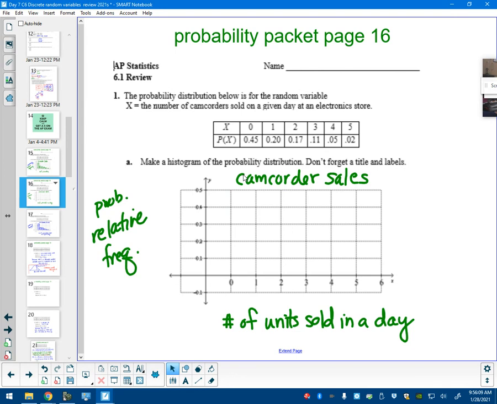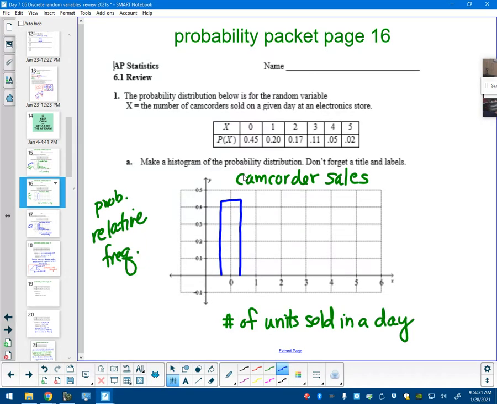Okay. All right, so 0 camcorders. So this would be a place like Best Buy. We used to have places called Circuit City. Walmart probably still sells some, maybe, I don't even know. Target. Okay, so no camcorders sold on a day happens 45% of the time.